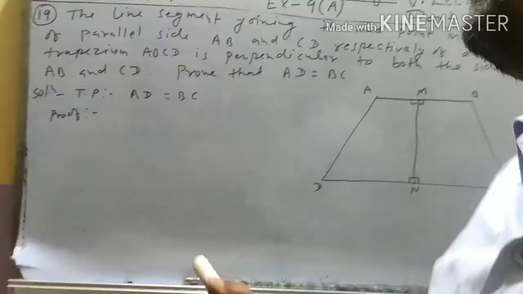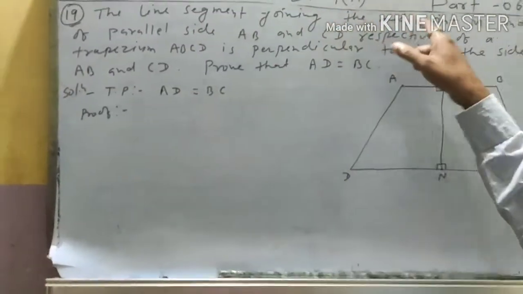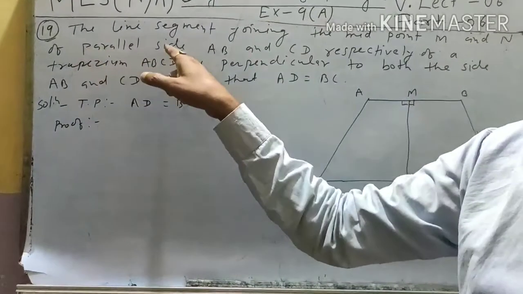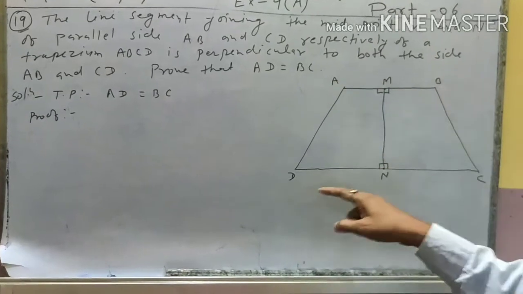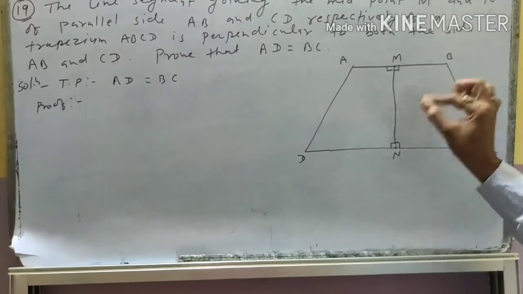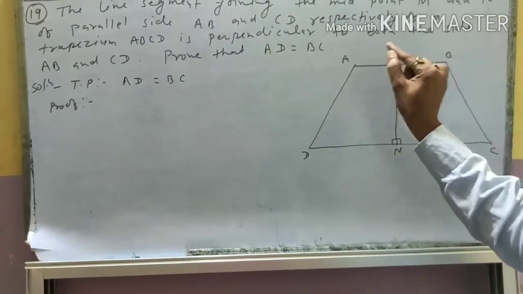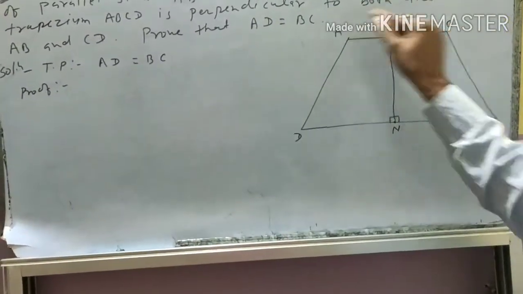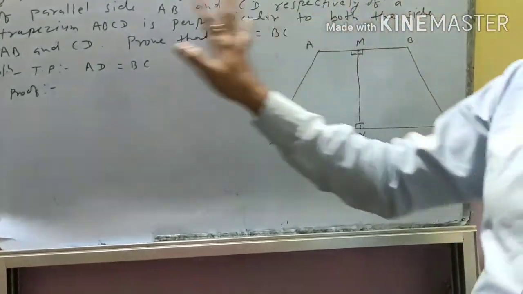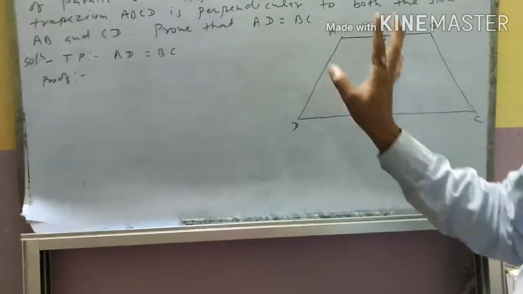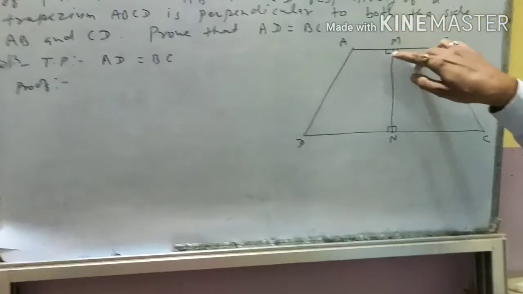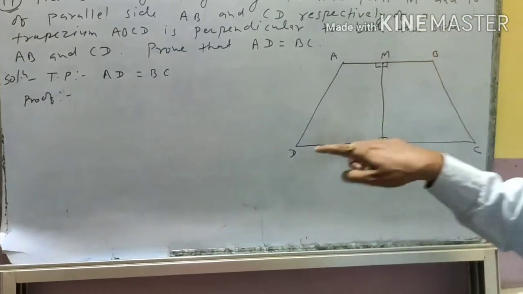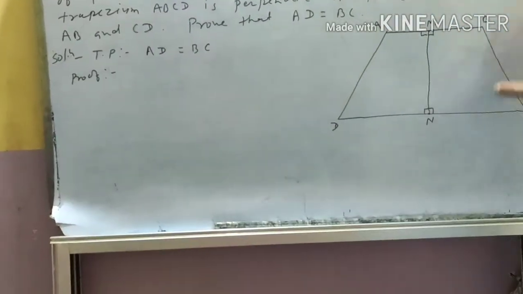The next question is question number 19. The line segment joining the midpoints M and N of the parallel sides AB and CD of a trapezium ABCD is perpendicular to both sides AB and CD. That means MN is perpendicular to AB and MN is also perpendicular to DC. This is the given information.